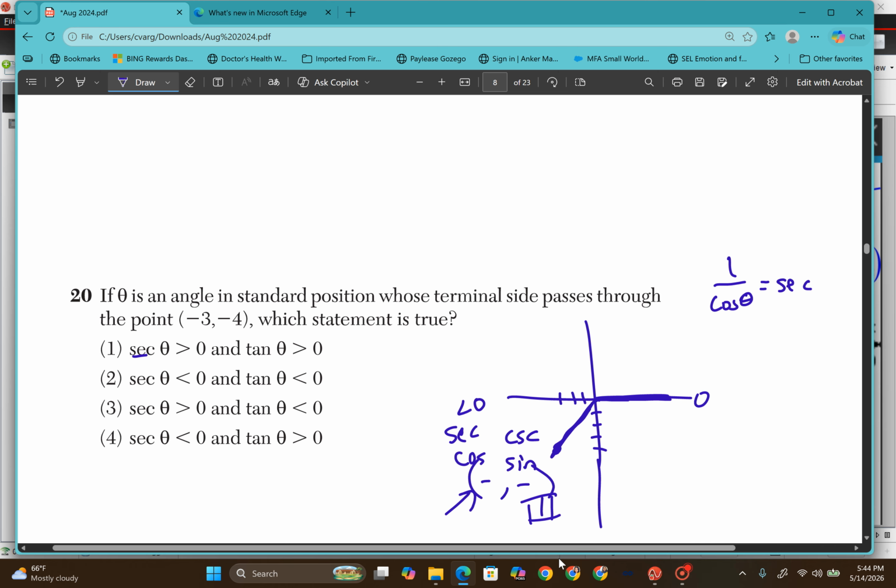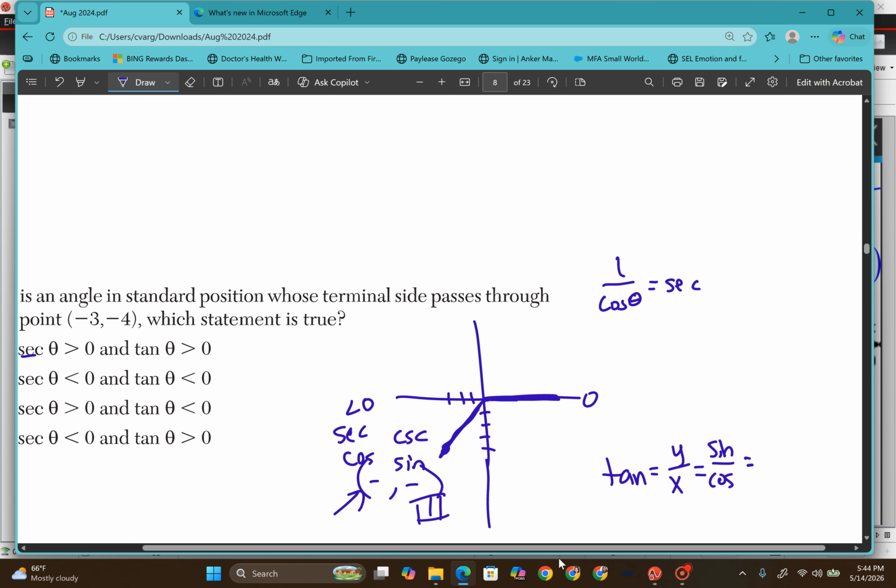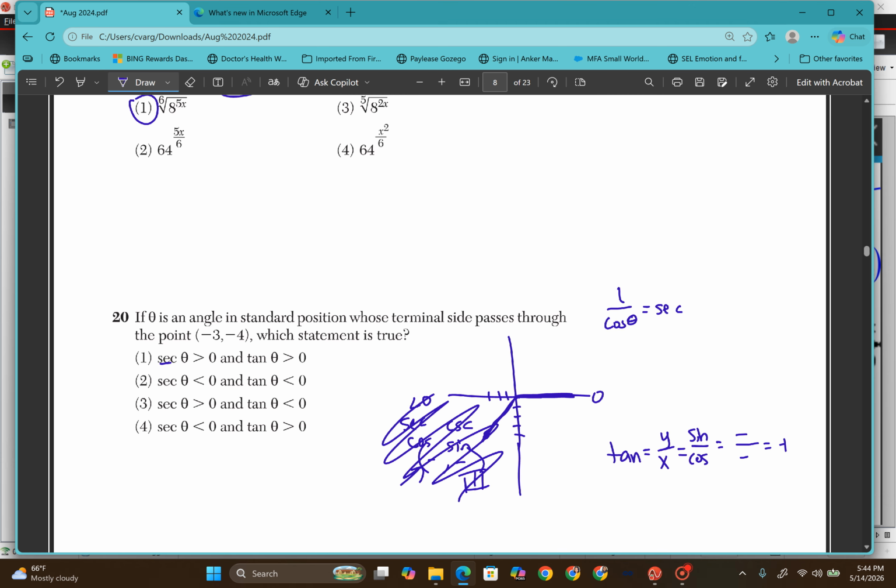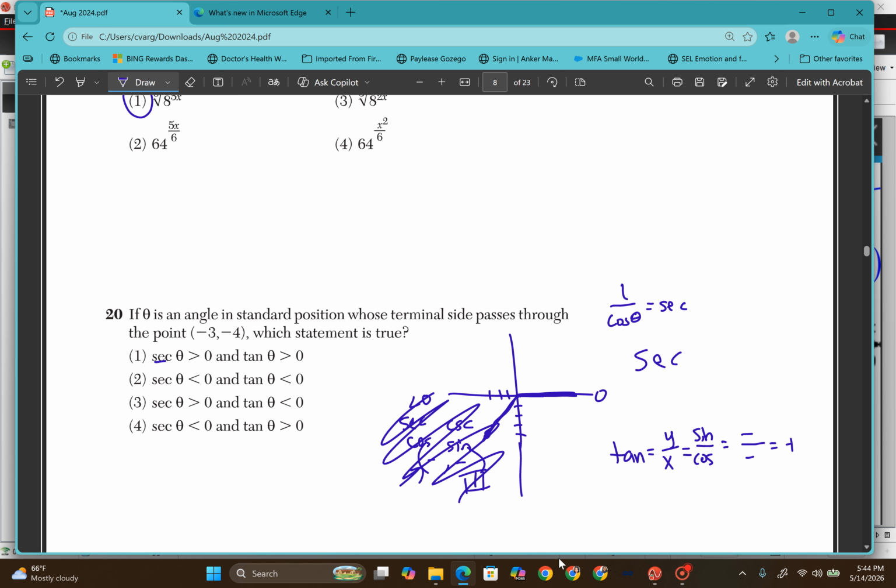And now what do we know about tangent in quadrant 3? Tangent is equal to y over x. In this case, it's equal to sine over cosine. So if we know that sine and cosine are both negative numbers, negative divided by a negative is a positive. So in quadrant 3, tangent is positive. So which one says that? Which one says secant is negative and tangent is positive?